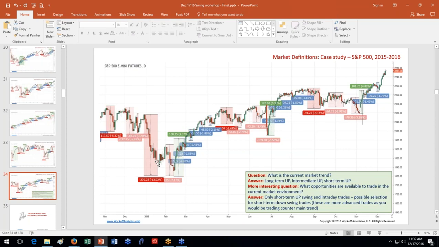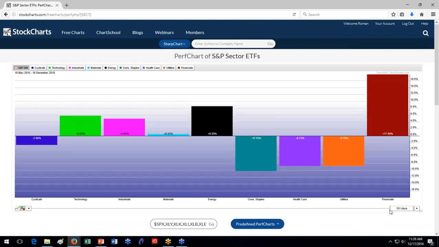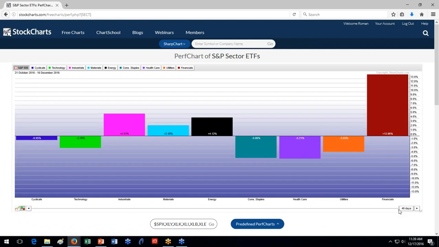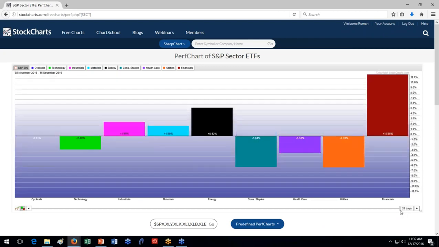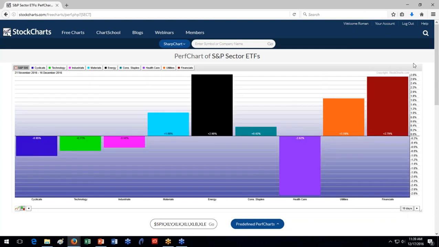So one of the things that you can do with StockCharts here, if you are just a regular non-paid member, is to go to this sector performance chart, and this is a very great feature here, because as I'm contracting the number of days here, it defines the time frame for me from 21st of November 2016 to 16th of December.